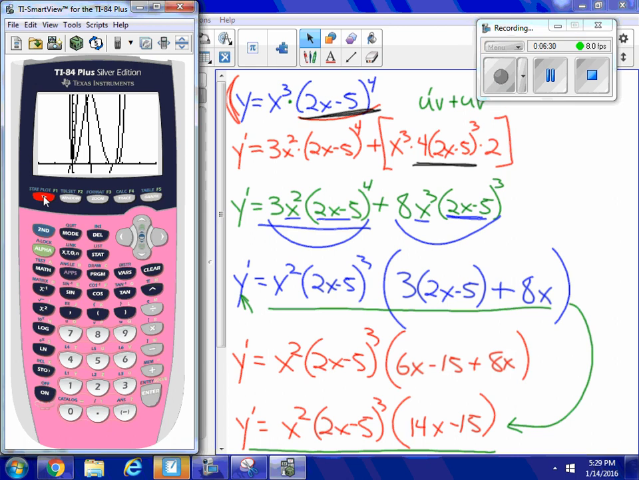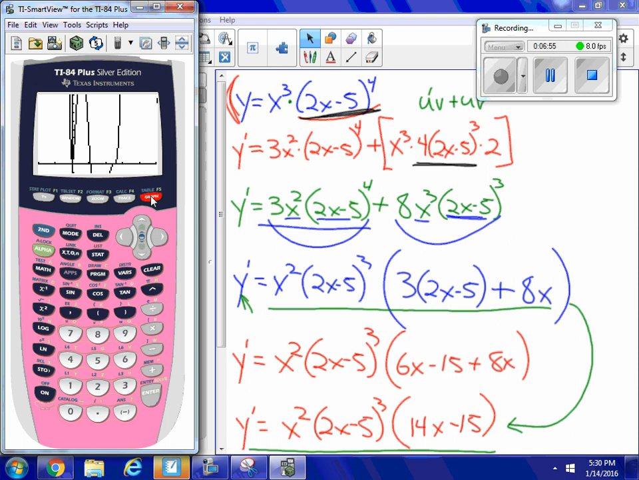So I'm going to go back to my y1, and I am going to hide the graph of my function. I highlight the equal sign, I press enter, and it makes a longer equal sign. So now when I press graph, the first one is hidden, and the only one that is showing is the graph of my derivative.